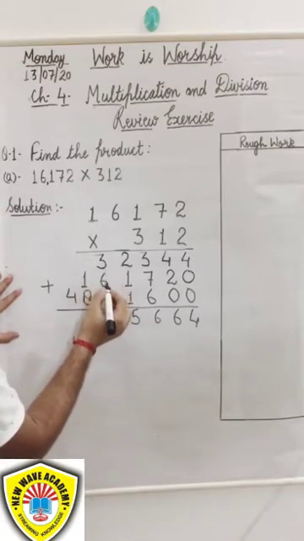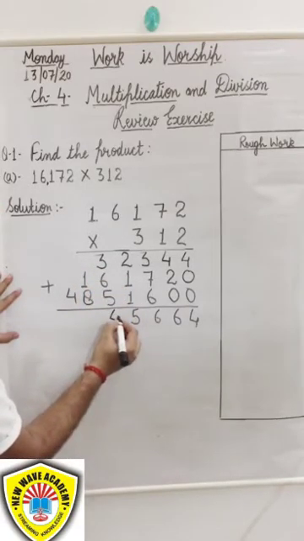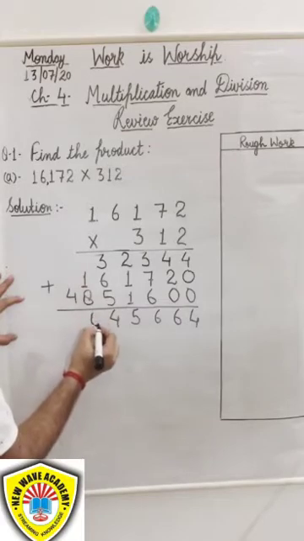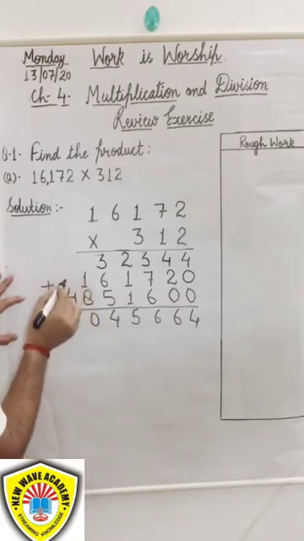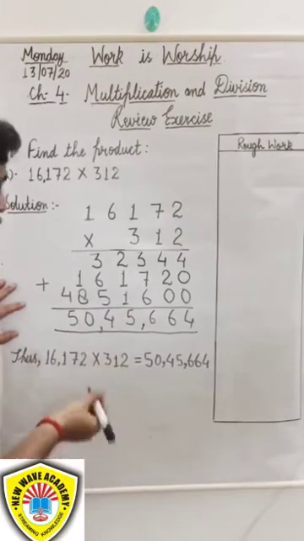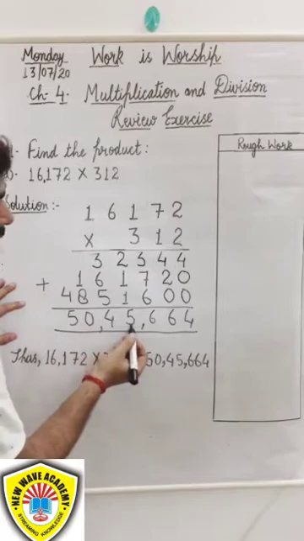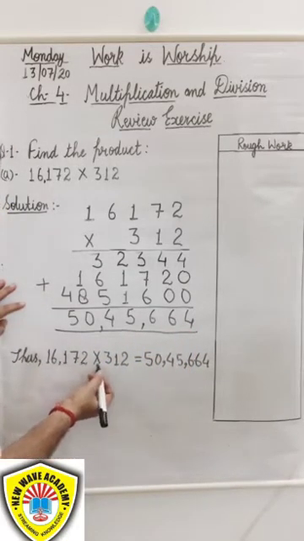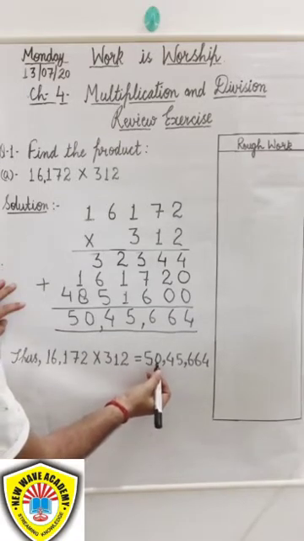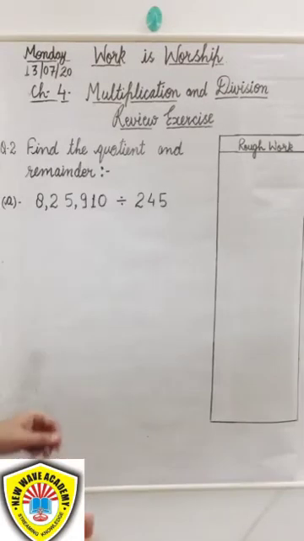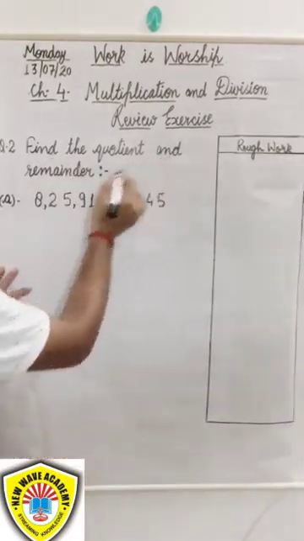Next 3 plus 6 is 9, 9 plus 5 is 14. So we will write 4 here, and 1 will be added as carry to the next place. 1 8 is 9 and 1 carry is 10. So we will write 0 of the 10, and 1 will be added as carry to the next place, and 4 1 is 5. So what is the product we get? 50,45,664. Thus the product of 16,172 by 312 is 50,45,664. Okay.